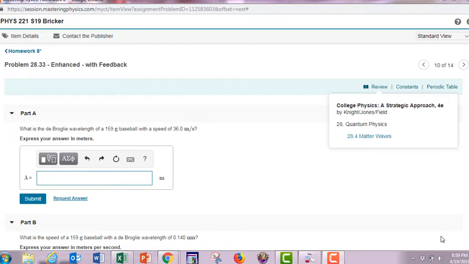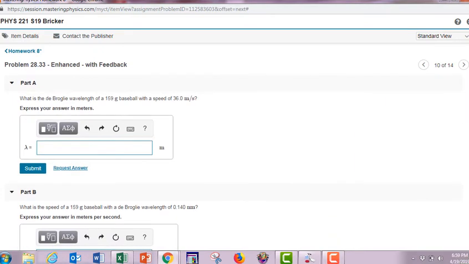So there's the mass. Make sure you put it in kilograms, moving with the speed of 36 meters per second. That's the first part. And then the second part, Part B down here, is what speed would you have to have if the mass is the same thing, 0.159 kilograms, and the wavelength is 0.140 nanometers?